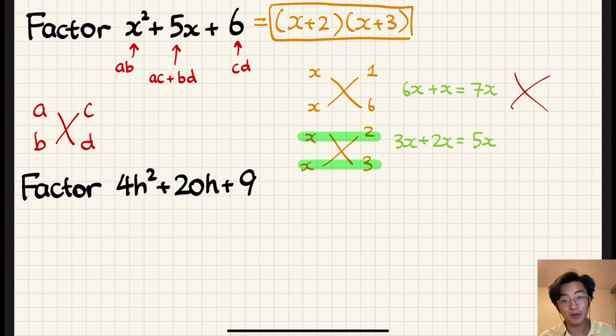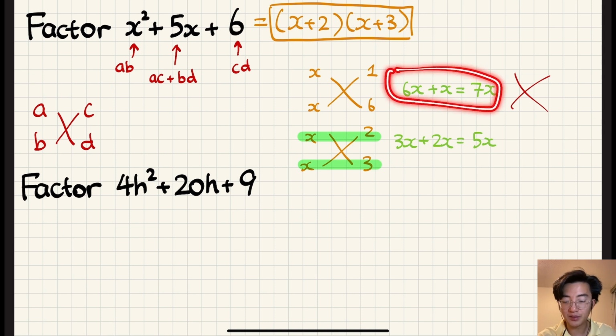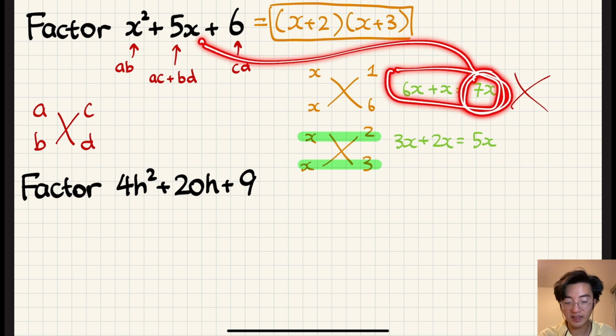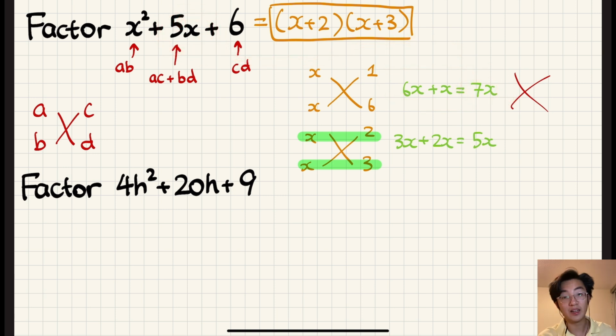And then to check which one is correct, we cross multiply here. So in the first case, we multiply the x and the 6 to get 6x, and then we multiply the 1 and the x to get just 1x, or x. And then we will add them up to see if this number right here is the same as the middle number. If it's not the same as the middle number, incorrect.